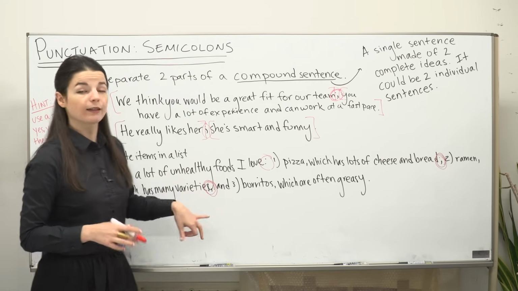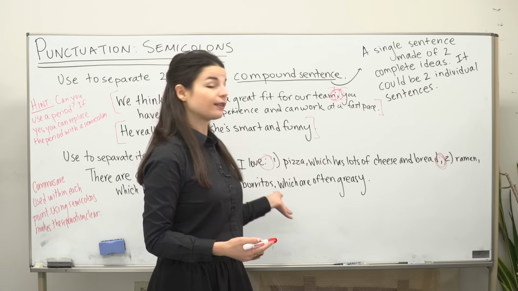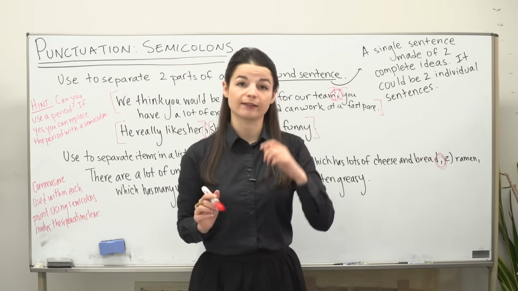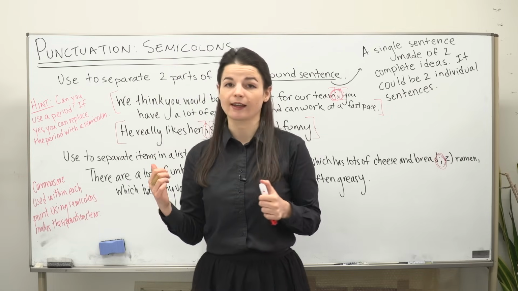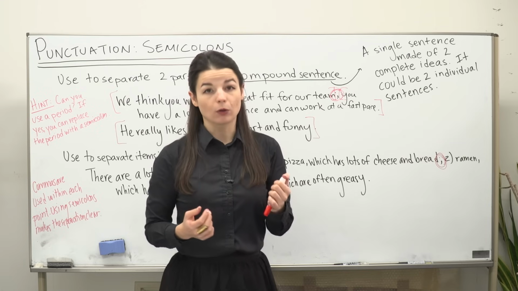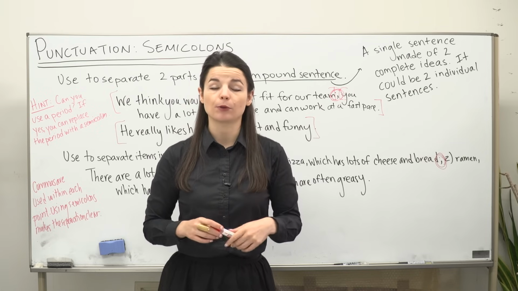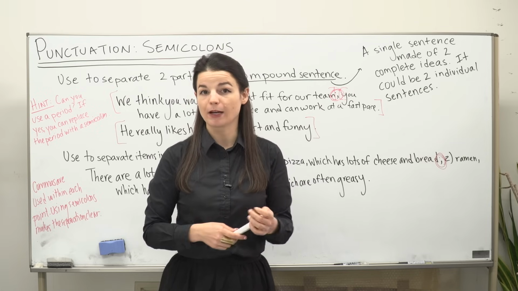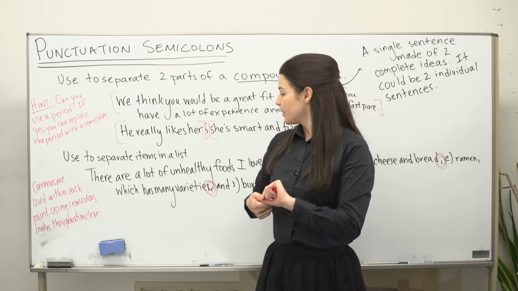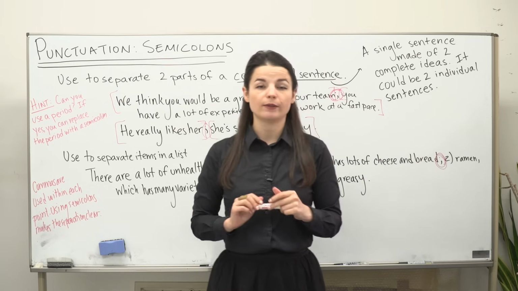So this is one thing to keep in mind if you're introducing long lists of information, several points in one sentence, as in this case. You can use a semicolon instead of a comma to help your reader to understand a little bit better. Okay, so these are just 2 ways that you can use semicolons.